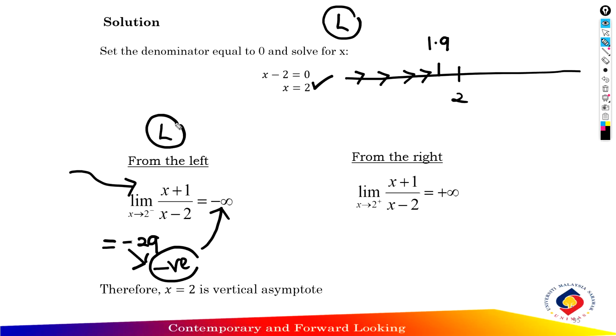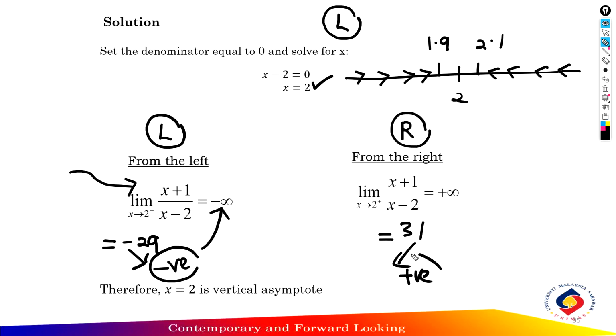And from the right of the function, the value of x equals 2.1, the nearest value. Substitute 2.1 into the function, and then find the sign of the infinite limit. The answer here equals positive 31, so the sign of the infinite limit equals positive infinity.